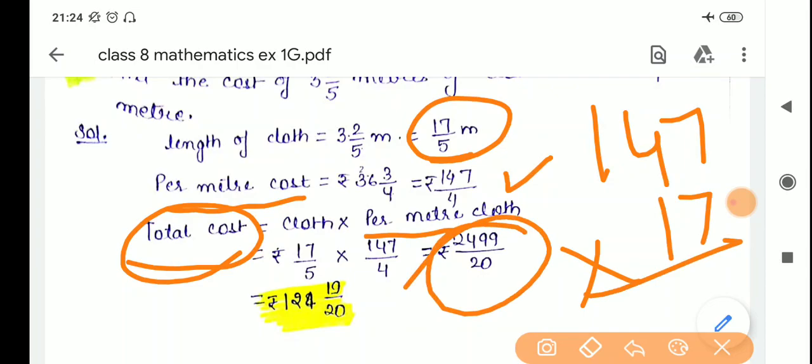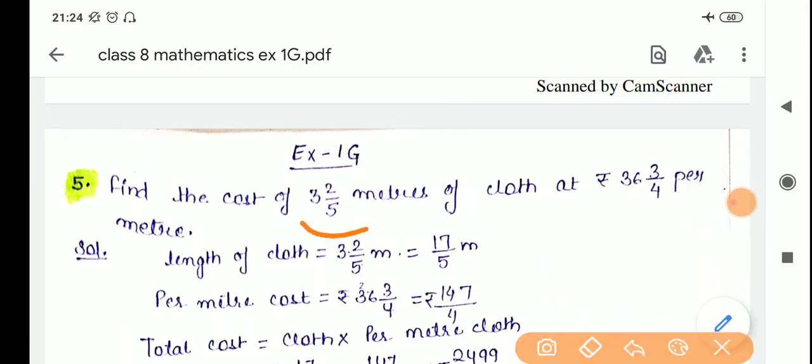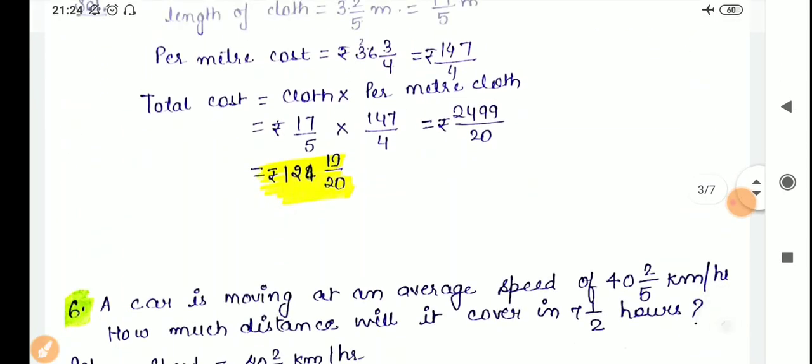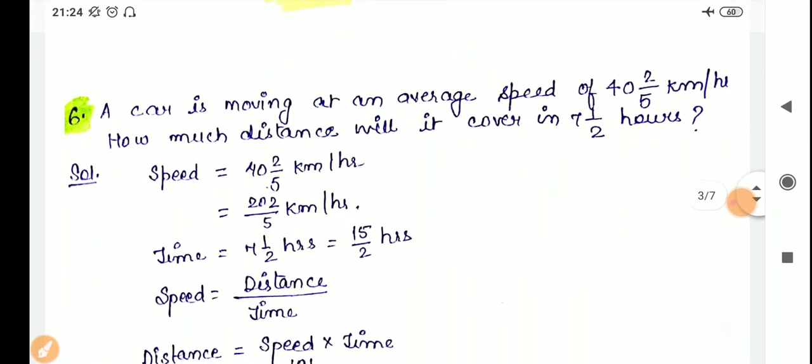So when we divide it by 20, 20 ones are 20. Clear? Then 49 will be there. So 20 twos are 40, then 9 and 20 fours are 80 and 19 will be the remainder. So 124 complete 19 by 20 rupees. The cost of 3 complete 2 by 5 meters का जो cost है, that is 124 complete 19 by 20 rupees. Clear? Now to the next question, that is question number 6.